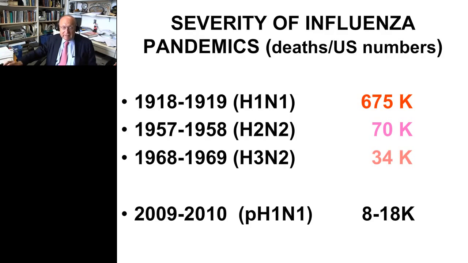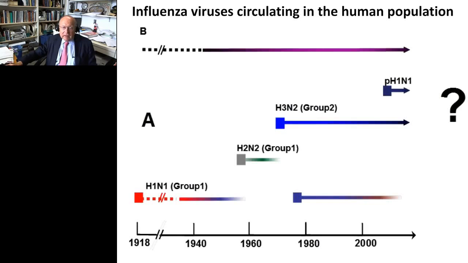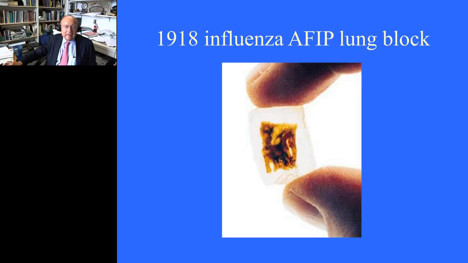Coming back to the 1918 one, I should have mentioned before, namely that the broken line shows that we don't have any viable viruses from the period before 1933, and the 1918 virus is actually an extinct virus. However, it was possible by a sequencing technology, and this was developed by Jeffrey Taubenberger, who was at the time at the Armed Forces Institute of Pathology in Washington, and he's now at the NIH.